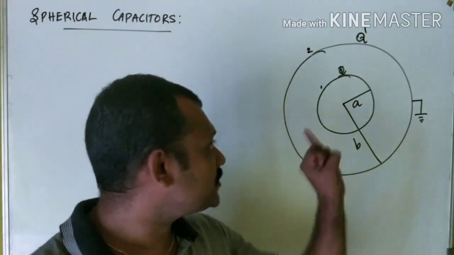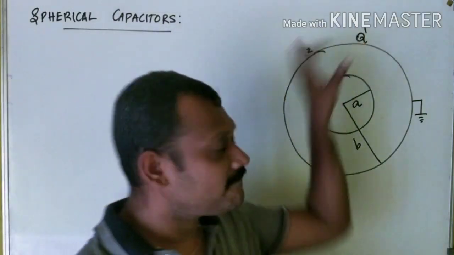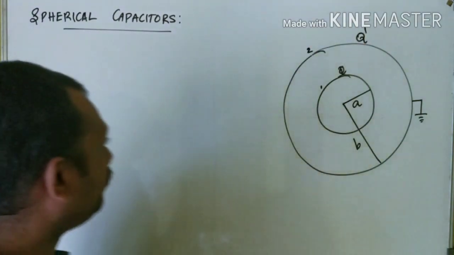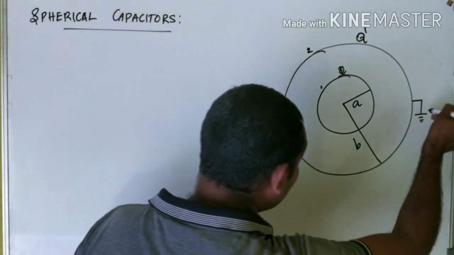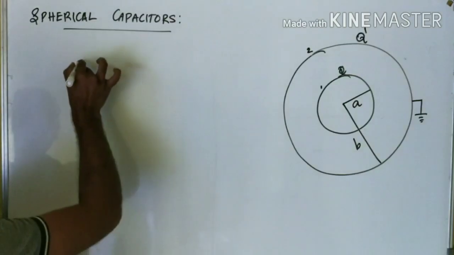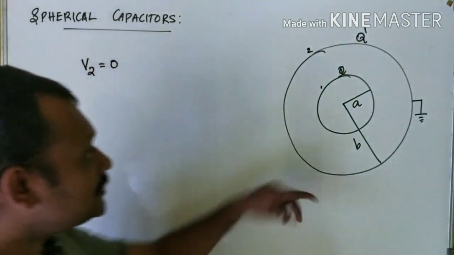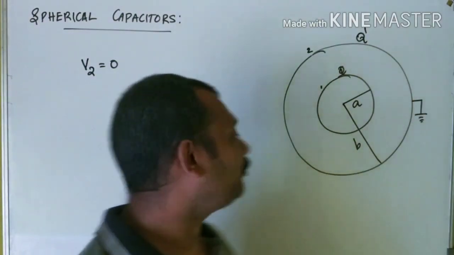Let us find out the first one. What is the value of Q dash? This is the first part we need to solve. One thing I can say is that since the second sphere is Earth, the value of V2 is equal to 0.